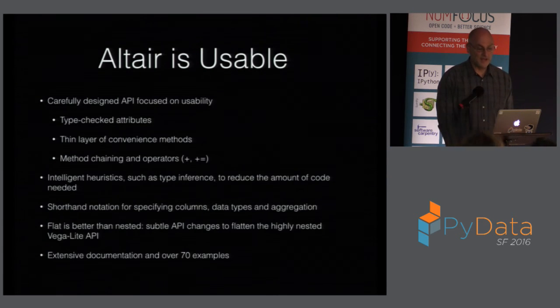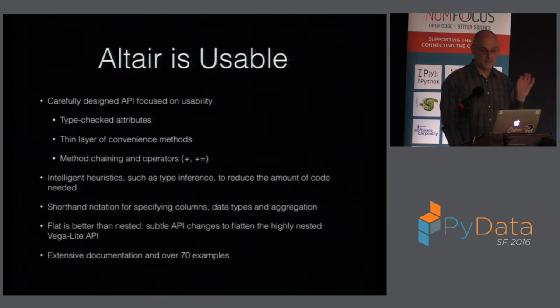We have carefully designed this API focused on usability. It's something that Jake and I spent a lot of time with. So for example, it's mostly an attribute-based API. All the attributes on setting are type checked. There's a thin layer of convenience methods. The Vega-Lite spec is rather nested, and from a programmatic perspective, highly nested APIs are difficult. And so we flatten that API slightly using some convenience methods, and we're really happy with how that turned out.